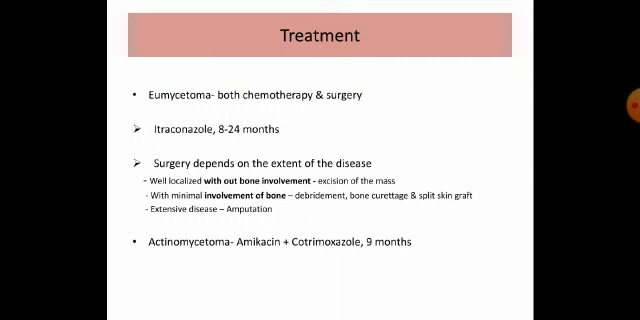In case of actinomycetoma, we put the patient on antibiotics. So the combination that is given is amikacin with cotrimoxazole, again for a long duration, that is for 9 months. This is about mycetoma. Both mycetoma and actinomycetoma are commonly asked questions for 5 marks. So when asked for 5 marks, you need to write both actino as well as mycetoma.